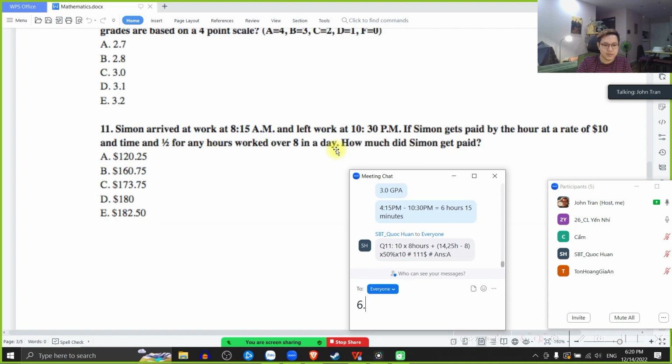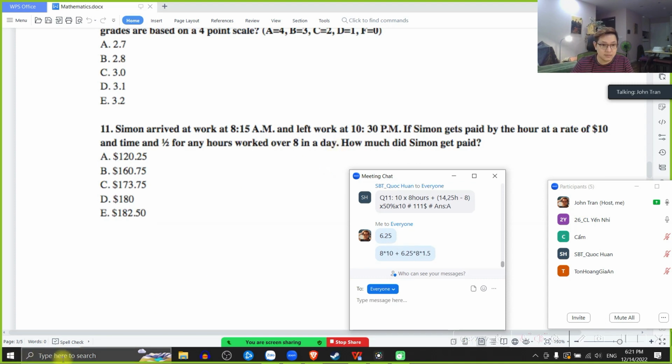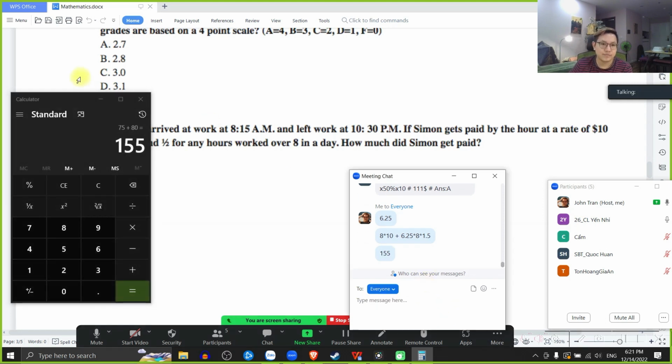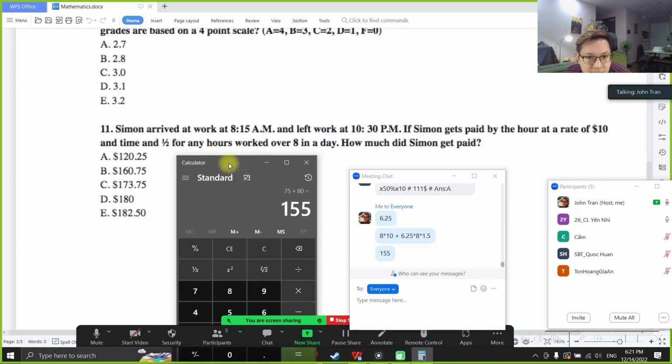So that is 6.25 hours. Okay, so the first 8 hours you get paid 10, right? 8 giờ đầu tiên được 10 nhân 8. But the other 6.25 hours you have to times 1.5. Phải nhân cho 1.5 nữa nha. So 6.25 times 10 times 1.5 and you have to plus 80 as well, so it will be $155, right? 155 đô, isn't it? But wait, did I get anything wrong? Let's see now.